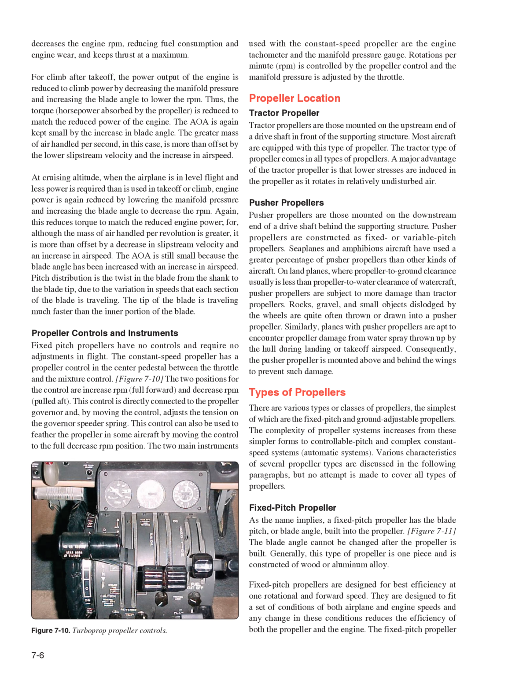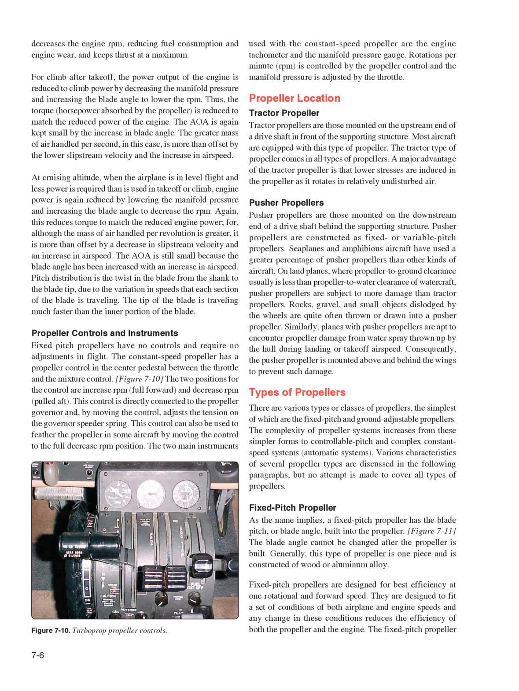Propeller location. Tractor propellers are those mounted on the upstream end of a drive shaft in front of the supporting structure. Most aircraft are equipped with this type of propeller. The tractor type of propeller comes in all types of propellers. A major advantage of the tractor propeller is that lower stresses are induced in the propeller as it rotates in relatively undisturbed air. Pusher propellers are those mounted on the downstream end of a drive shaft behind the supporting structure.